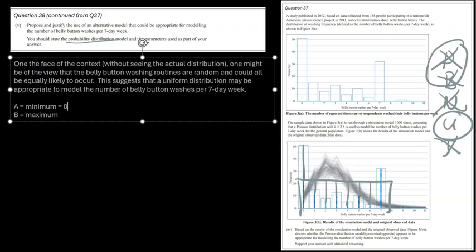So I've now stated the distribution that I'm going to use and why. Again, it's not because of the shape. It definitely doesn't look like a uniform distribution, does it? If we were to use a uniform distribution, we're going to need to talk about the parameters. The parameters for a uniform distribution are A, which is the minimum, and B, which is the maximum. The minimum is going to be easy to write in, right? Like the question we did earlier in this video, the minimum is going to be 0 because you can't have negative belly button washes. You can have 0, which is the mode of our data, and you can have anything more than that.